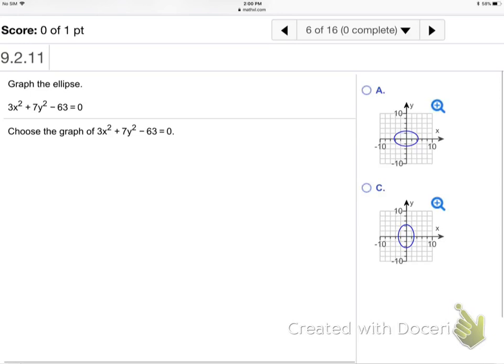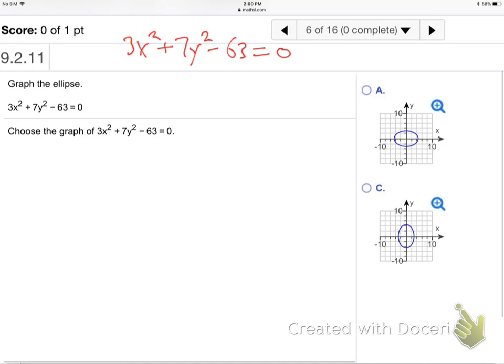All right. 3x squared plus 7y squared minus 63 equals 0. It's going to be 36, being dyslexic. All right. What are you going to do on that one? What's the game plan?